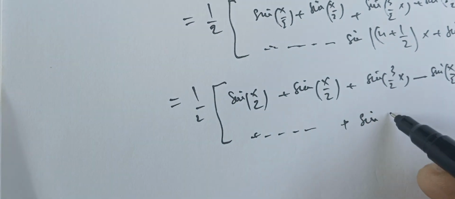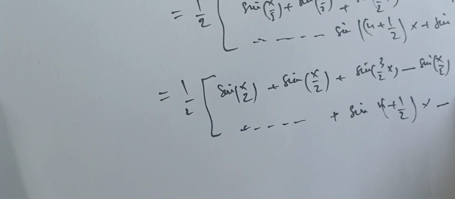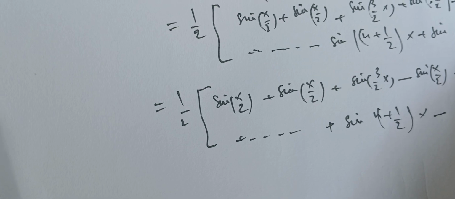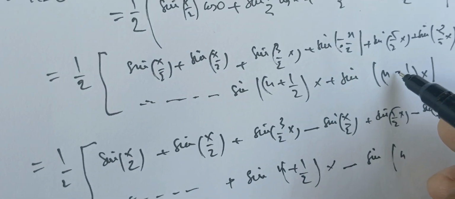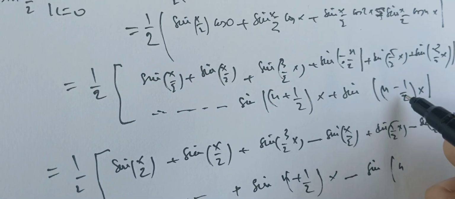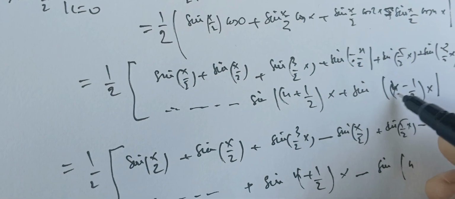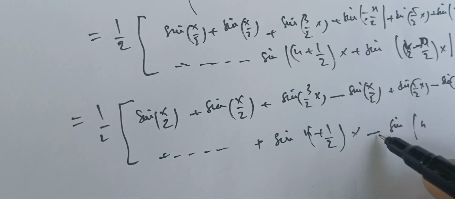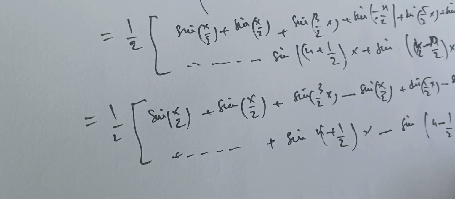I have sine of n plus 1/2 times x minus sine of n. Here I should have the last, I should have 1/2 minus n. Okay, here notice that a is 1/2 and b is n. As here I should have 1/2 minus n. That's why when I get here I have minus sine of n minus 1/2 x.